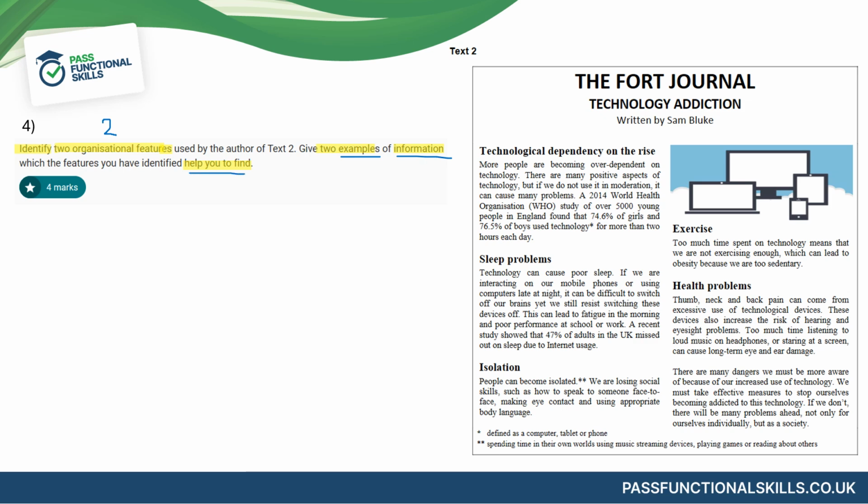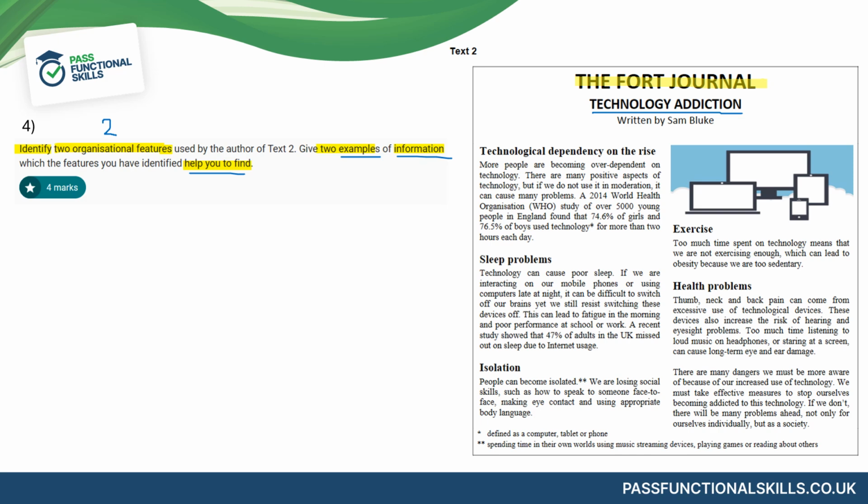So whenever you're asked for examples, they want you to pull something directly from the text. So if I give you an example here, we've got our main heading at the top here, which is technology addiction. Now just be really careful here, because a lot of students make the mistake of saying the Fort Journal is actually the heading. This is actually the name of the journal. This is what we call an academic article, and often you'll see the word journal, an academic journal that's referring to. So the Fort is the name of the journal there.